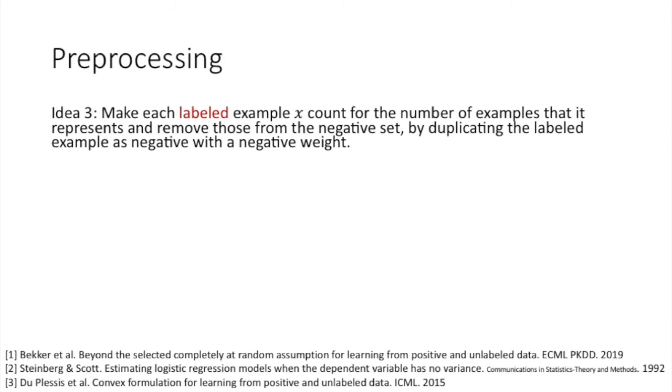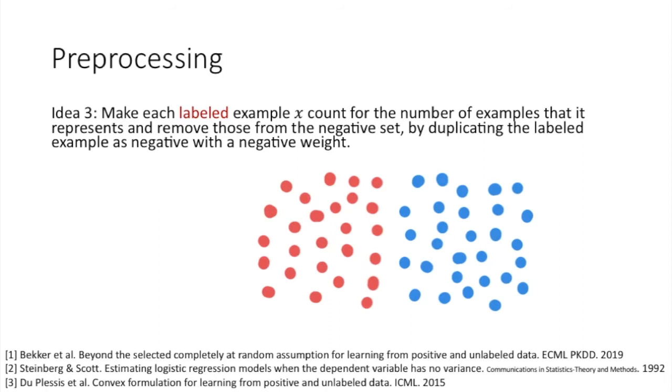This brings us to the third idea, where instead of duplicating the unlabeled examples in our new dataset, we are going to duplicate the labeled examples. This at first may sound counterintuitive, but bear with me. So we assume that positive examples get selected to be labeled with a probability C. Let's say that this probability is 0.25 or 1 out of 4.